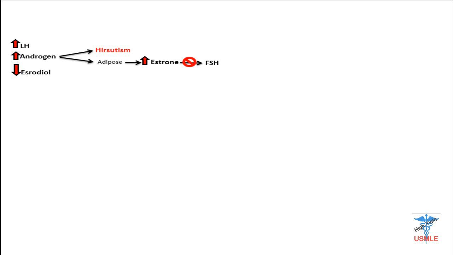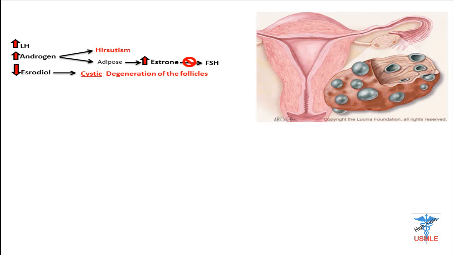Now again, we have an increase in LH, which is going to increase production of androgen. Too much androgen is going to cause hirsutism, or is going to travel to adipose tissue. It's going to increase production of estrone, which then is going to have a negative feedback on FSH. Therefore, we're going to have a decrease in estradiol, and we will not have maturation of the egg, which is going to lead to cystic degeneration of the follicles. If you look at this picture, here's the ovary, and you can see all the cysts inside the ovary.